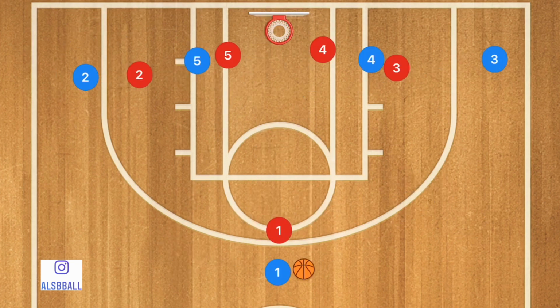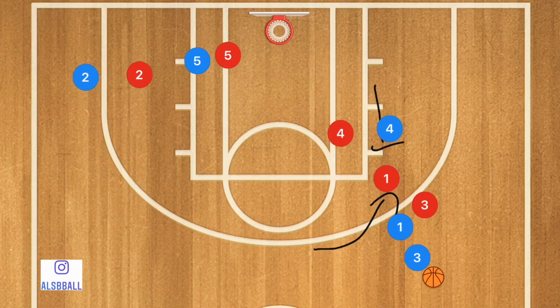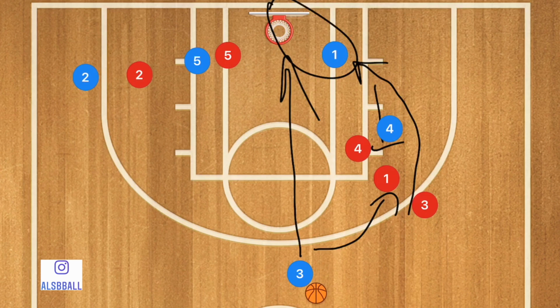Now in this next play, it's going to be a low 1-4. We're going to be having player 1 dribble out towards this right side, and player 3, he's going to be coming up and using player 1 as a dribble handoff. We are then going to be having player 4 come up and set a screen for player 1. So player 3 could take that shot, or player 1 could then cut towards the rim using 4 as a screen, and he could be open for a layup.